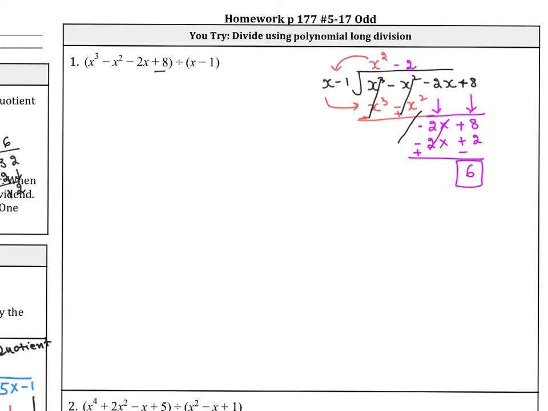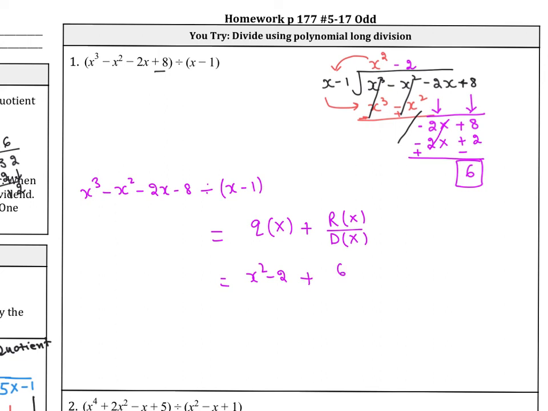So for the answer for this one, x cubed minus x squared minus 2x plus 8 divided by x minus 1, that's going to be equal to quotient plus remainder over divisor. So that's going to be x squared minus 2 plus 6 over x minus 1. So that's going to be your answer.